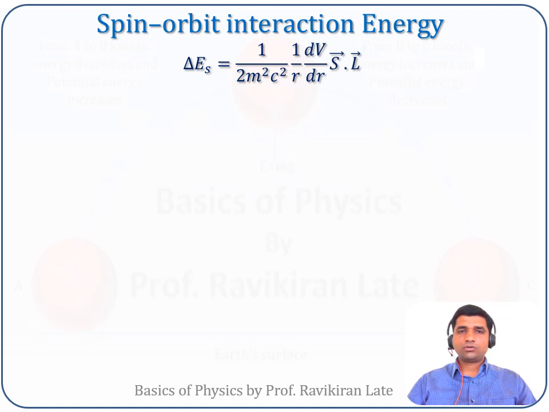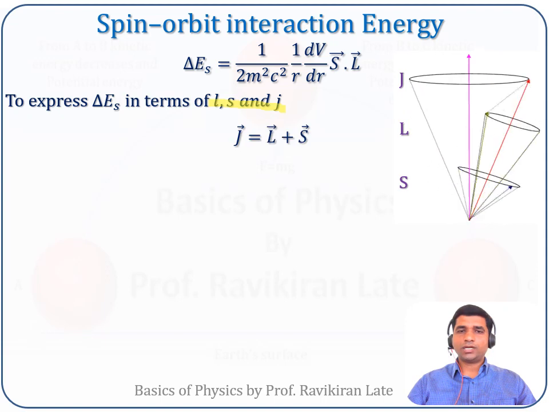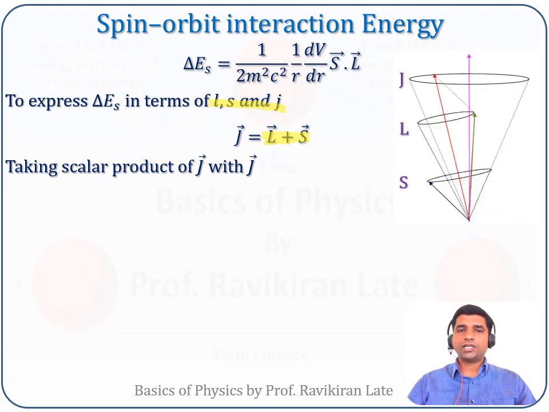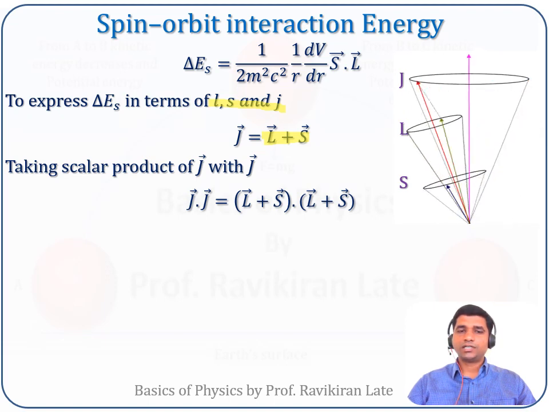So let us start to find out this S bar dot L bar, and to express it in terms of small l, s and j, we know that this J bar is nothing but the total angular momentum, which is a vector sum of the orbital angular momentum as well as the spin angular momentum. If I take the scalar product of J bar with J bar itself, then I can write J bar dot J bar is equal to L bar plus S bar dot L bar plus S bar.